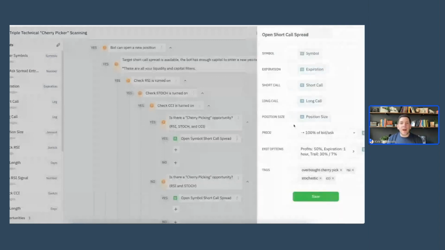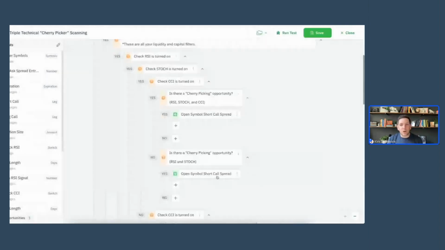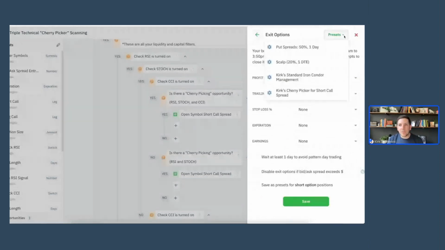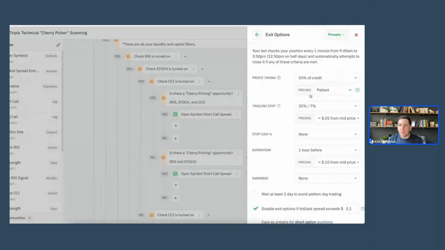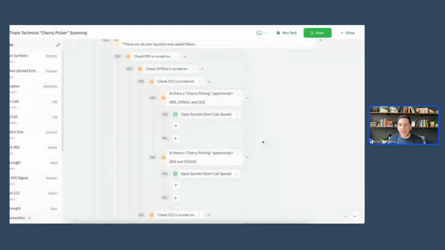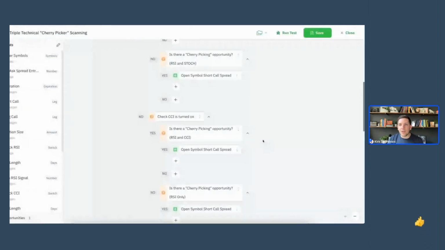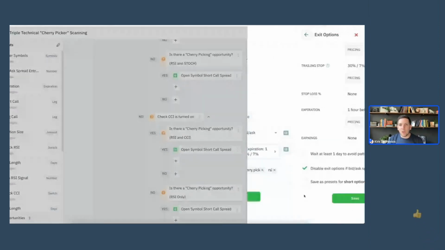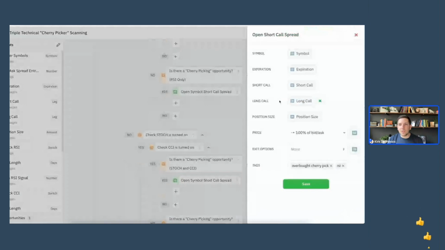And now what I'm going to do is, I have another open position action. It's a short call spread. No exit option set on this. So what do I do? I go in here to my presets. Kirk's cherry picker for short call spreads is now a choice. Do I have to reset everything? I don't have to reset everything. I can go in here and just select that. Now all of my settings are saved and I just save and that's it. And it's saved. So any short call spread that I use, I can go in and set all of my super duper awesome exit options all the way down for everything, just using presets.